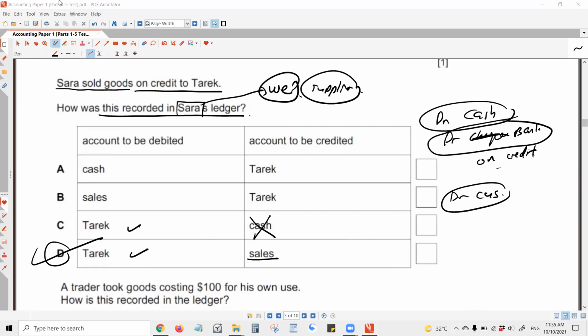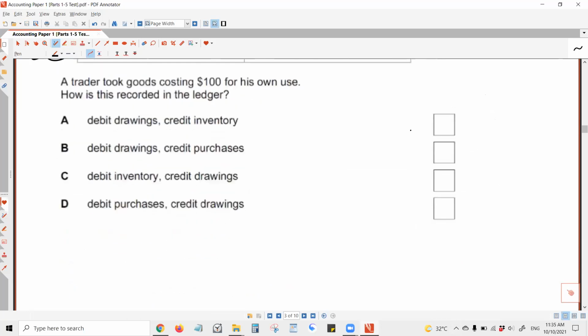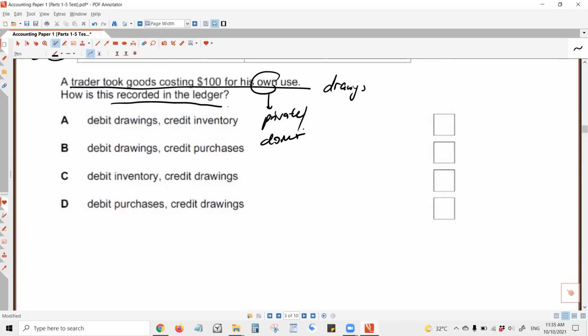Okay, next question. This is also easy. How is this recorded in the ledger? Trader took goods costing 100 for his own use. This is known as drawings. Own use can also be known as private use, or domestic use. Private, domestic, own, personal use. So this is known as drawings.